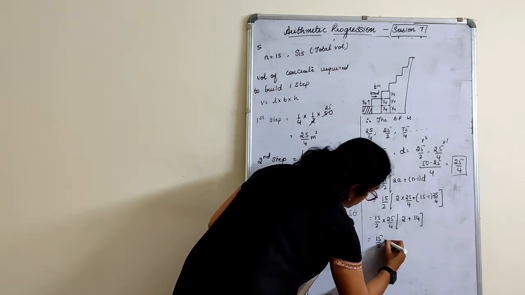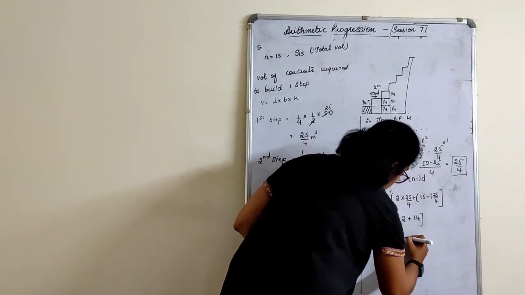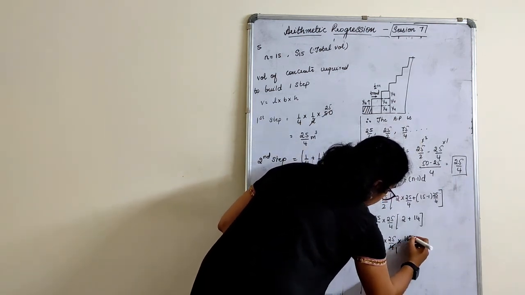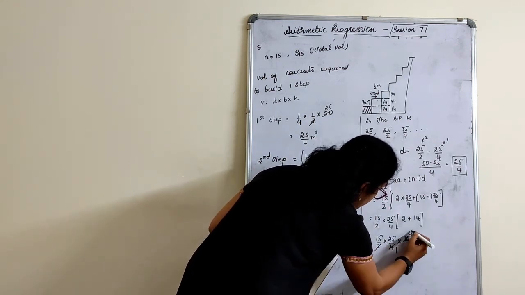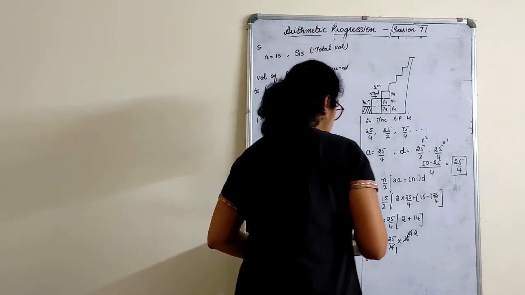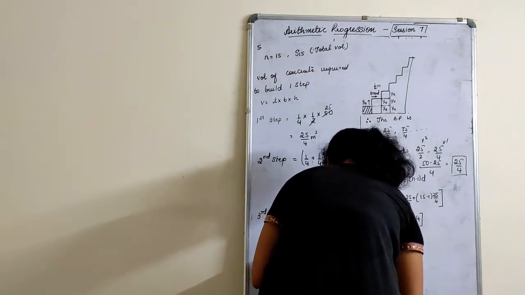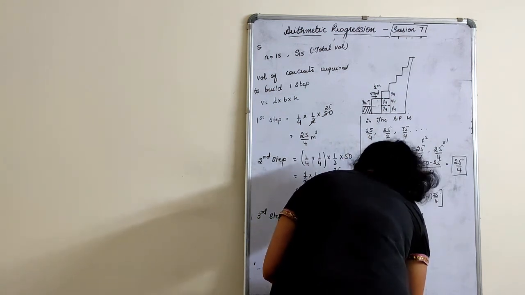15 by 2 into 25 by 4 into 16. 4 fours are 16. So 2 eights are 16, so 15 eights are 120, hence 15 into 25 into 2, so 30 into 25 you actually get 750 meter cube.